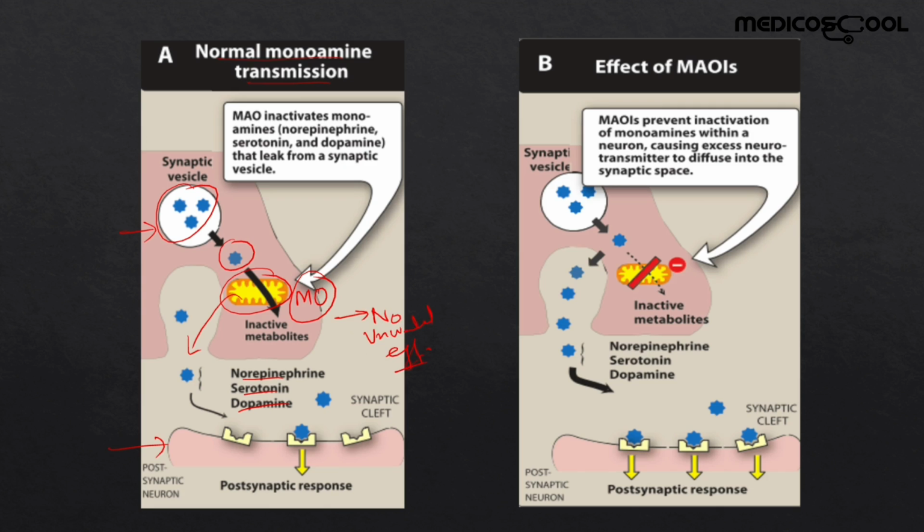effects. But in depression, there is a decrease in the concentration of these neurotransmitters, so we have to block this monoamine oxidase in the mitochondria. By blocking it, these neurotransmitters are directed towards the synaptic cleft, and thus there is an increase in their concentration, and they act on the postsynaptic receptors to produce the postsynaptic response. We have already discussed this.